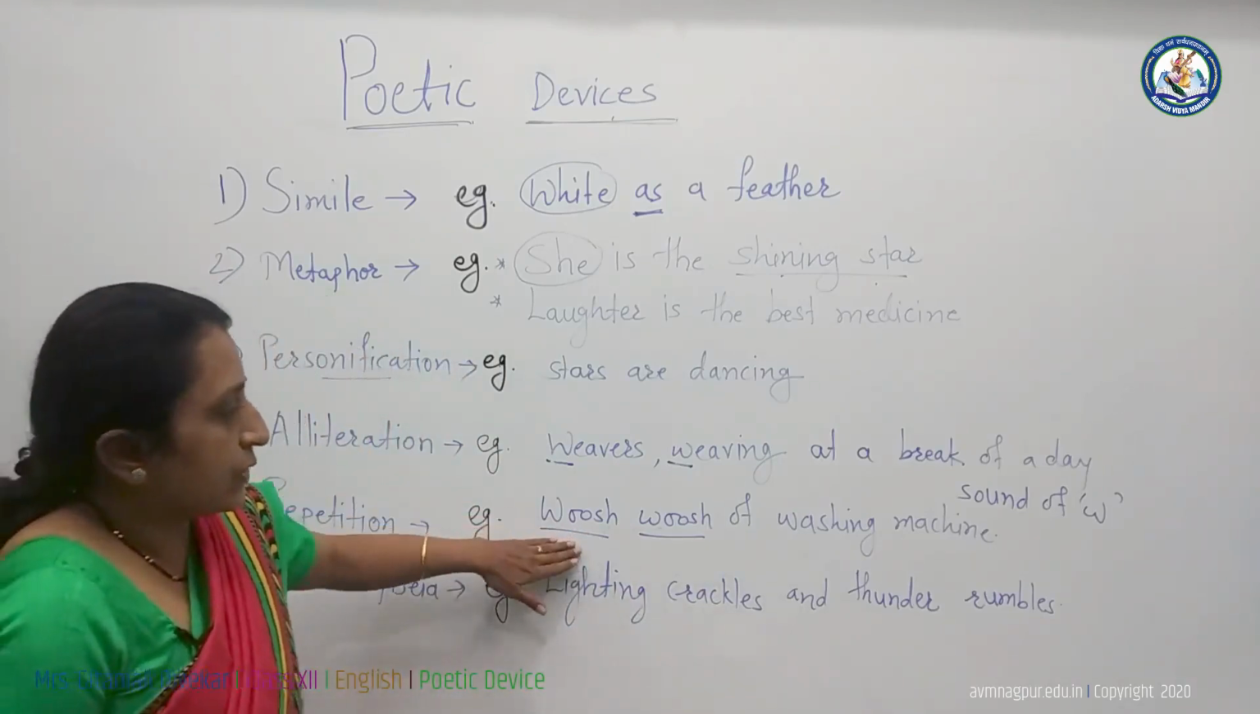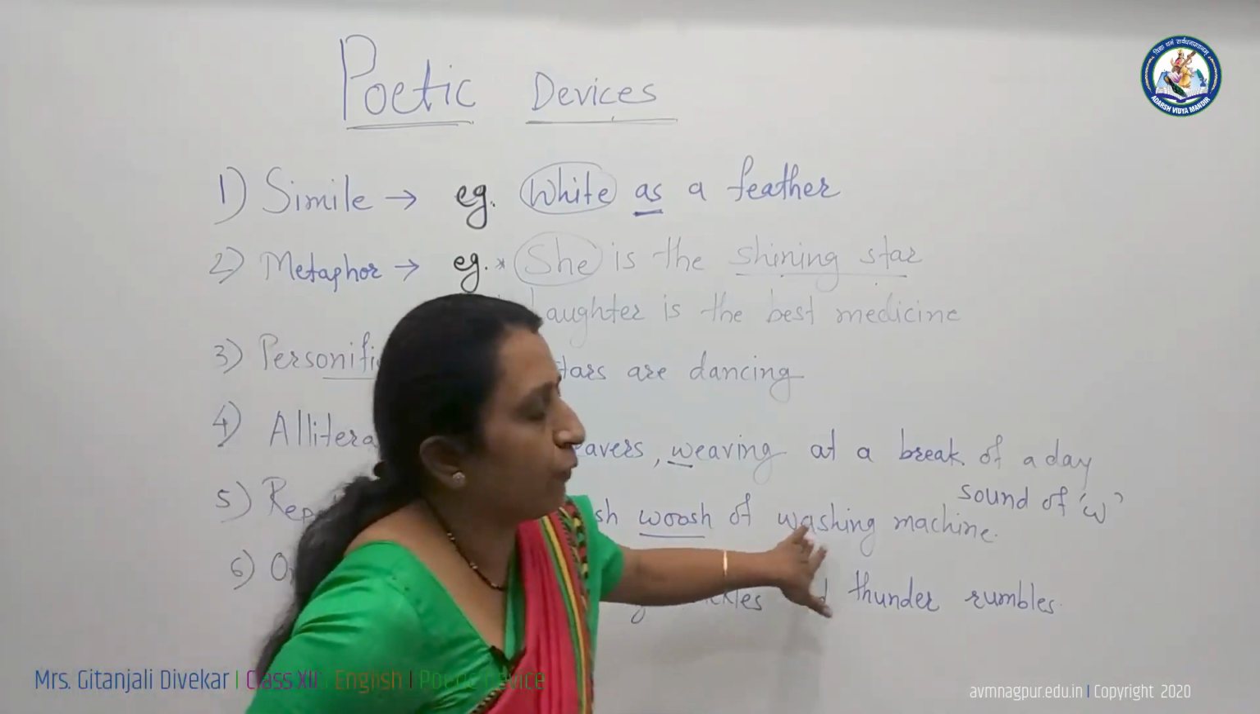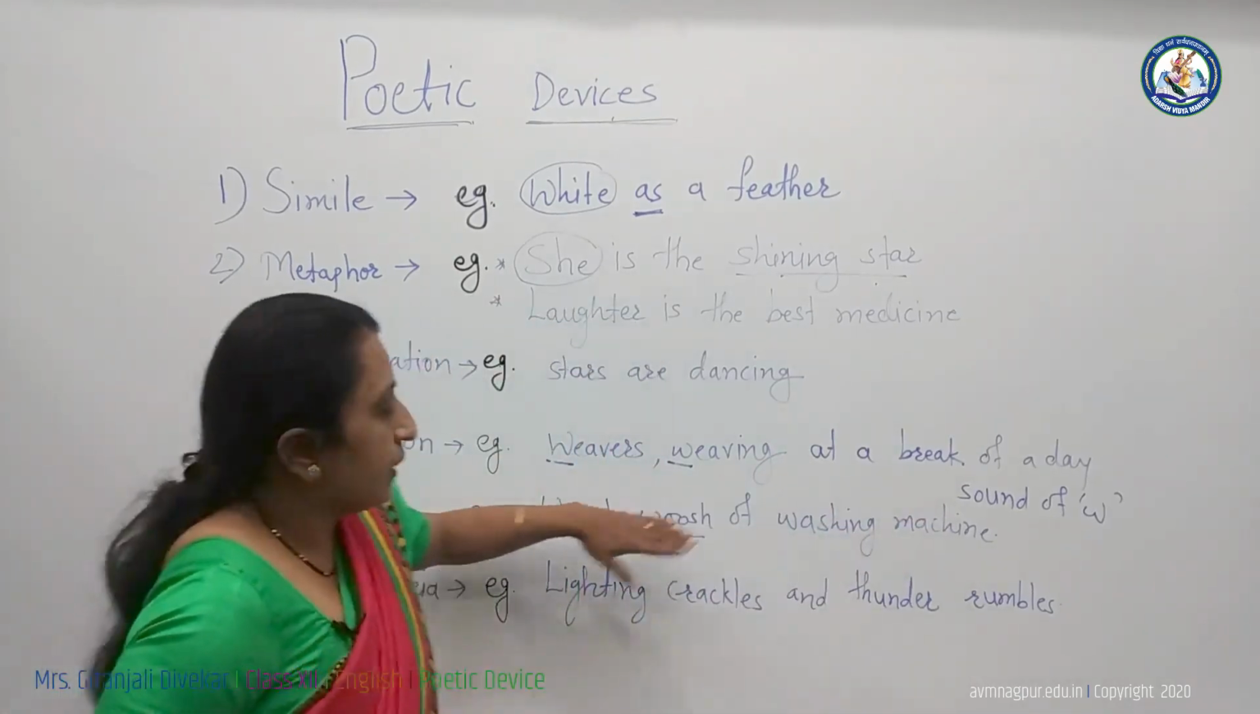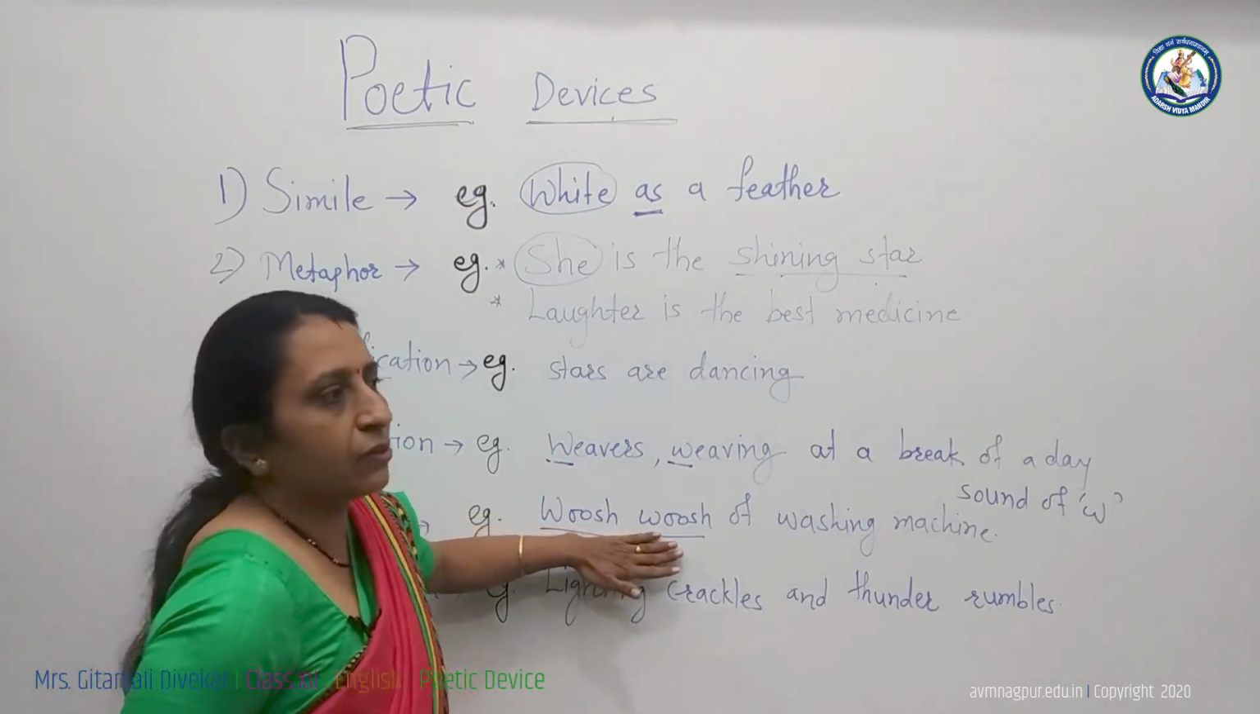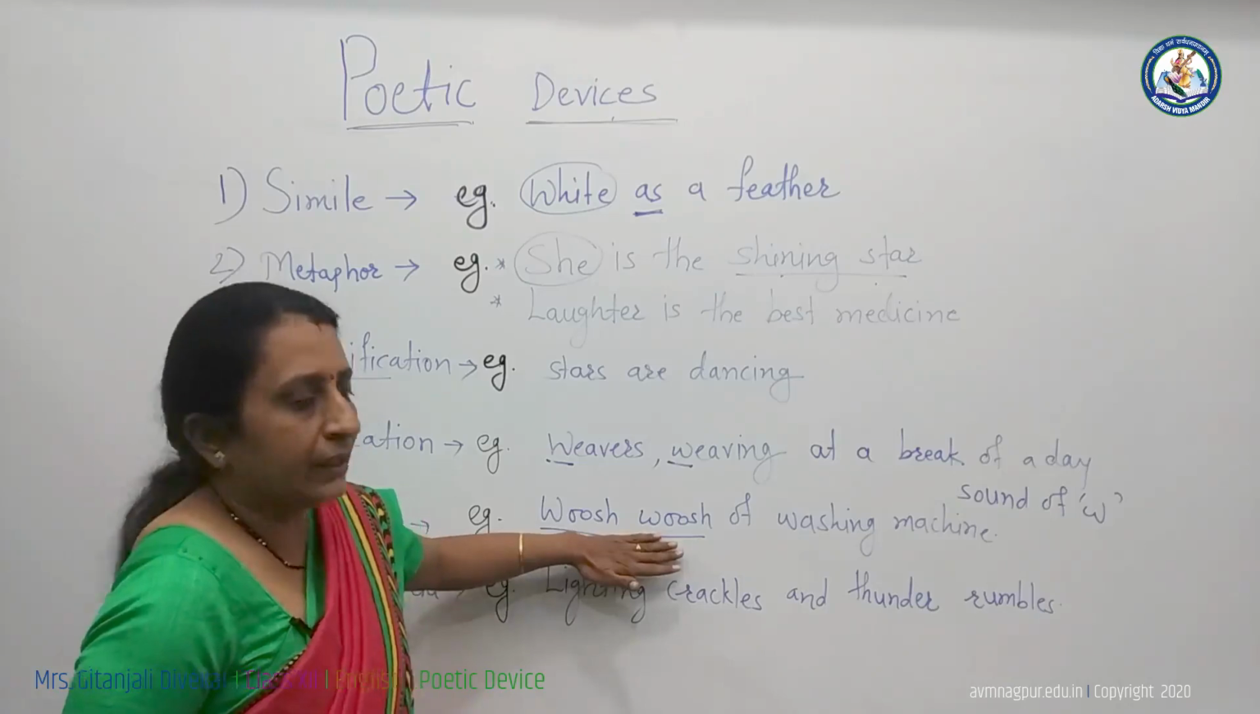So, the example: wish, wish of washing machine. Students, the word wish is repeated two times. That is why this is called an example of repetition.